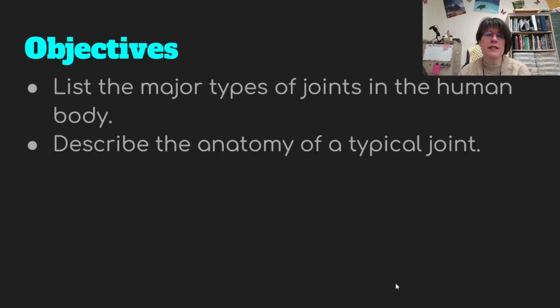So our objectives for today's video were to list the major types of joints in the human body and describe the anatomy of a typical joint.